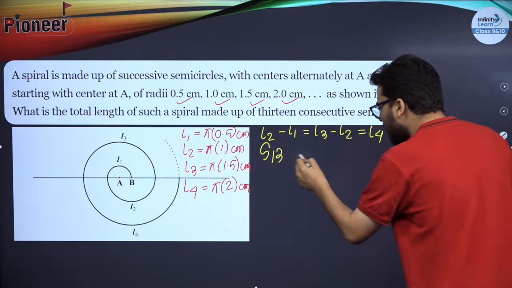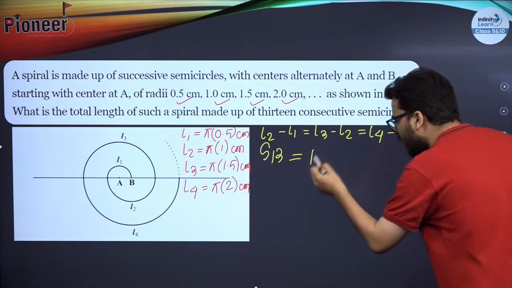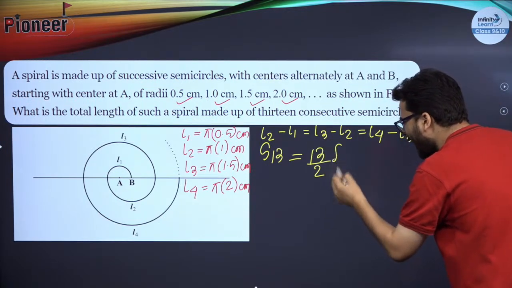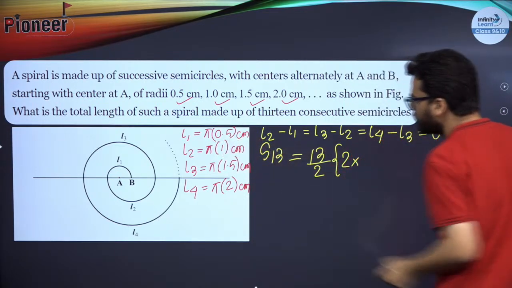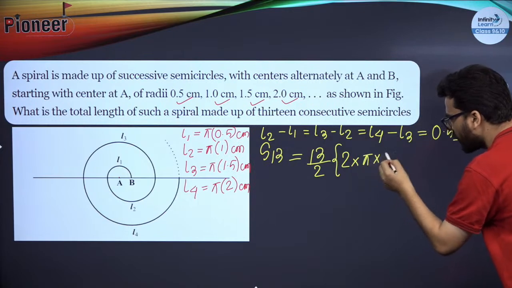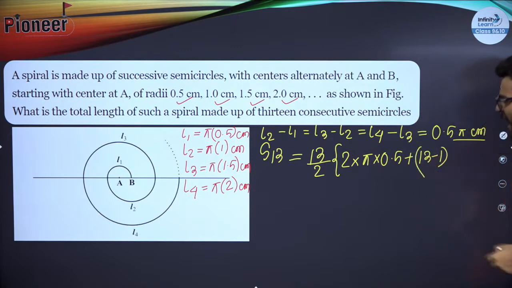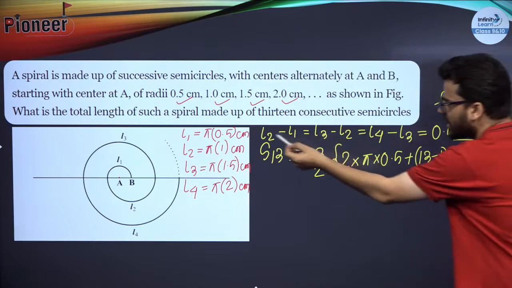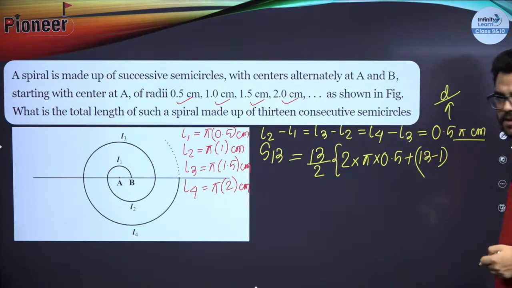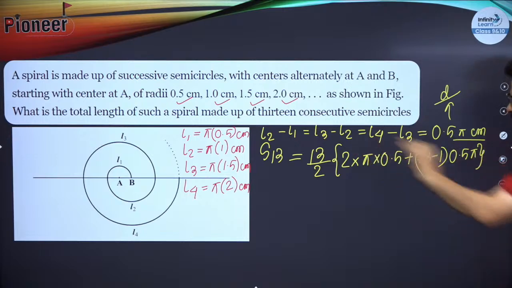So sum of the first n terms of an AP is what? n by 2 into 2a plus n minus 1 into d. So that will be 13 by 2 into 2a. What is the first term over here? 2a, a is this or not? Pi into 0.5 centimeter, plus n minus 1, so that is 13 minus 1. And tell me, guys, this is common difference or not? This is the common difference only because L2 minus L1, L3 minus L2, L4 minus L3 and so on. So this is the common difference and that is equal to 0.5 pi centimeter. So this is the answer basically.